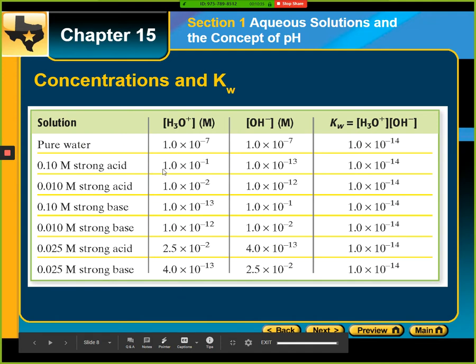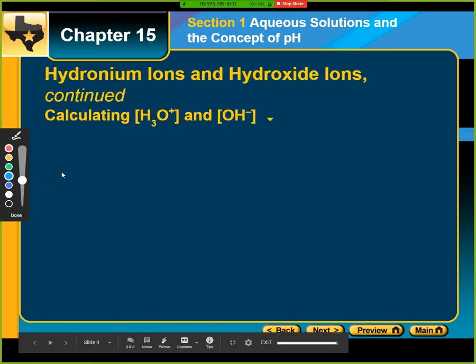We've got hydronium concentration for a strong acid, okay? And its concentration is 1 times 10 to the negative 1 molar. Okay? This one right here, this 0.1 molar strong acid, this is going to have a pH of 1. Whoops, go back.